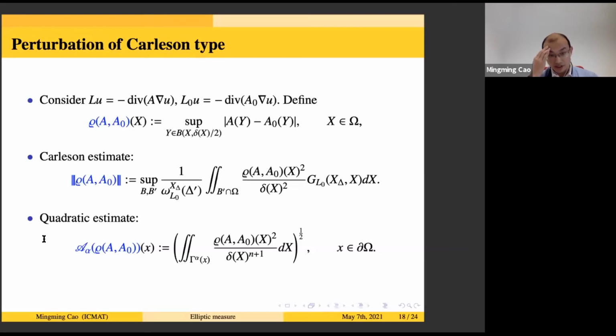Let us see the following quadratic estimator. The integral is taken over the cone, and this form was used by Dahlberg. It's related to the canonical square function. If rho is replaced by u, then it becomes the square function. Okay.